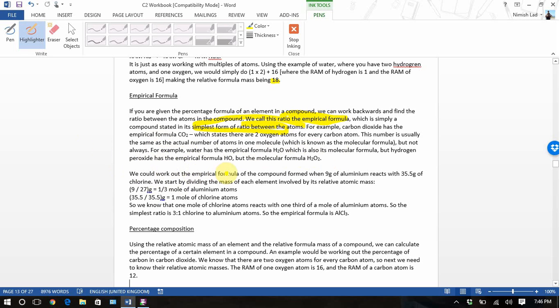We could work out the empirical formula from a compound formed when 9 grams of aluminium reacts with 35.5 grams of chlorine. We start by dividing the mass of each element involved by its relative atomic mass. So 9 grams of aluminium, relative atomic mass of aluminium is 27, so 9 divided by 27 leaves us with 1/3. We call this number how many moles we have. So we have 1/3 mole of aluminium atoms.